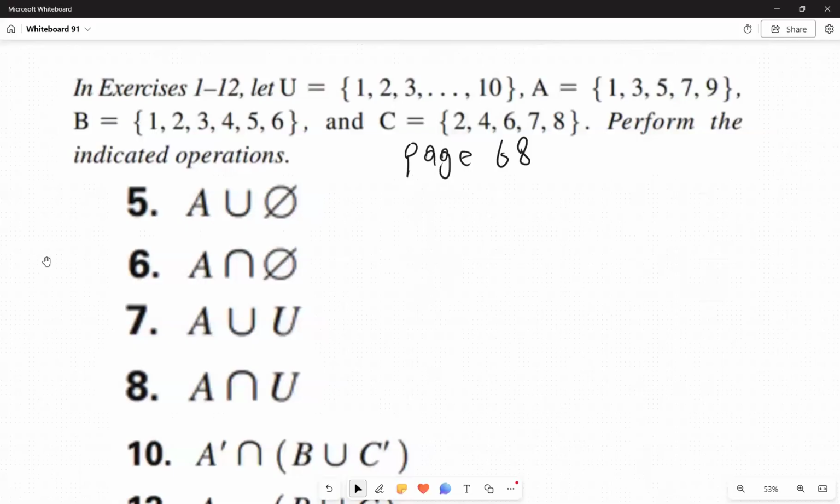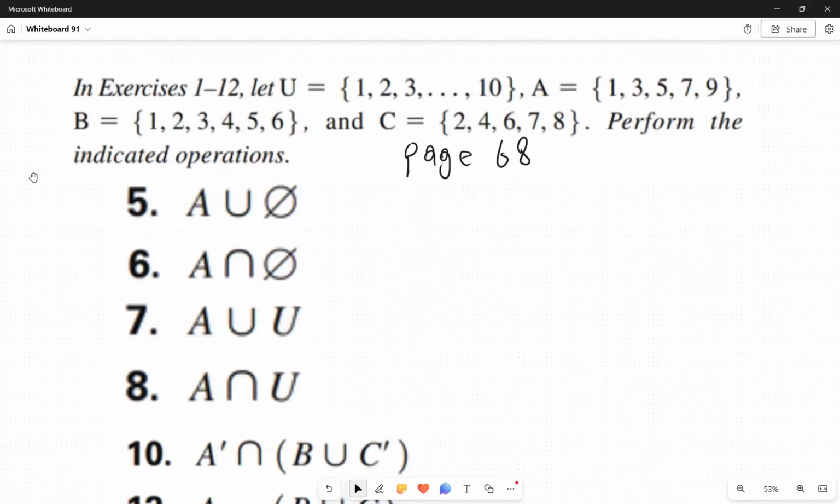Hi, in this video, I will be doing examples of set operations, more complicated operations with the union, intersection, the complement, and the difference of sets. So these sets are on page 68.